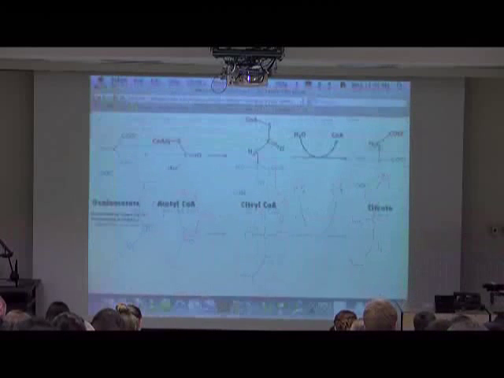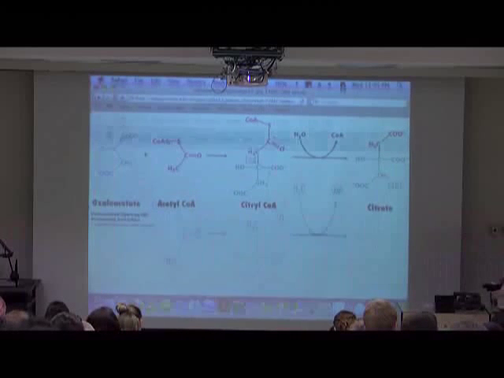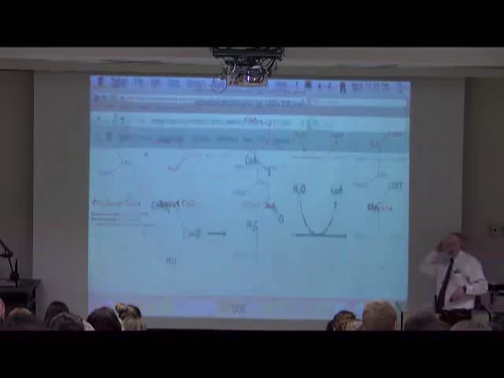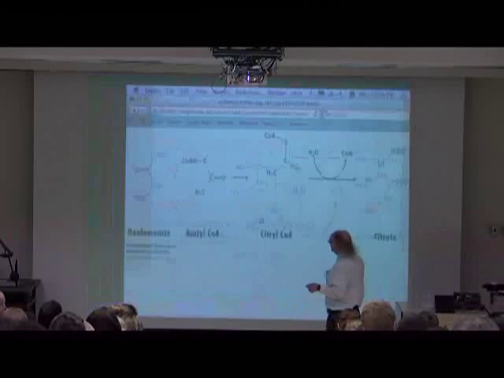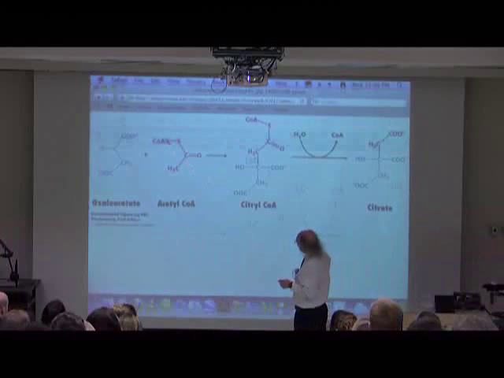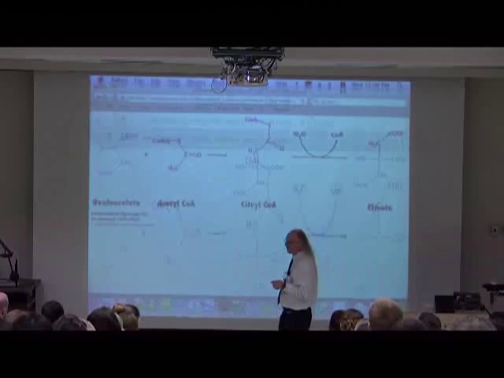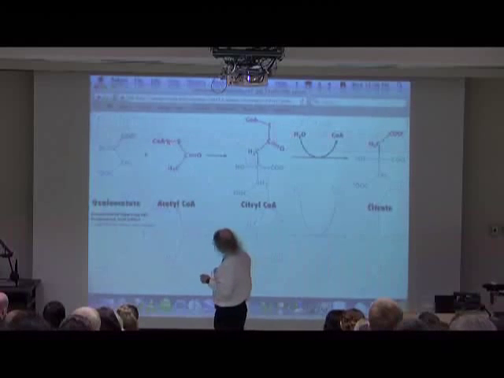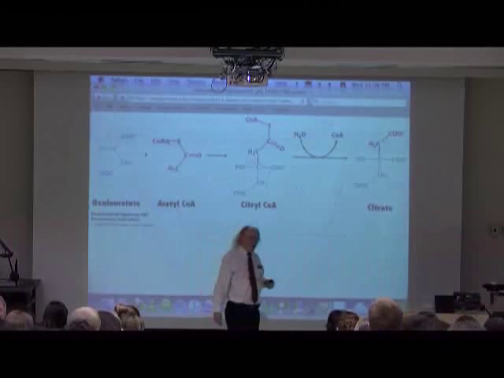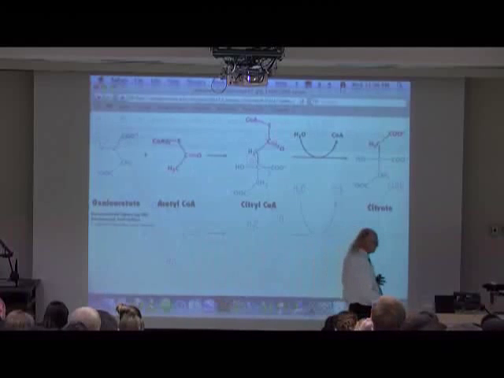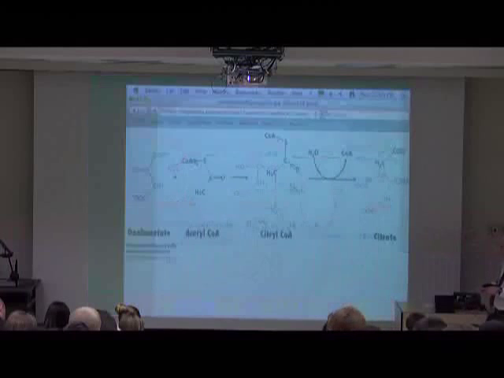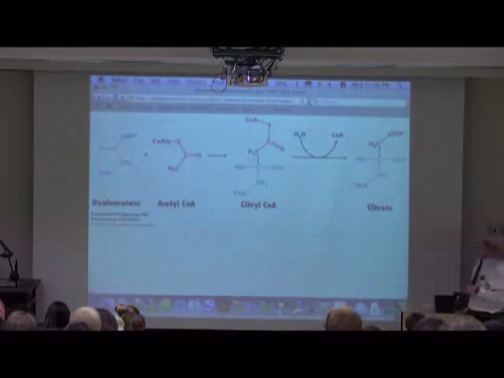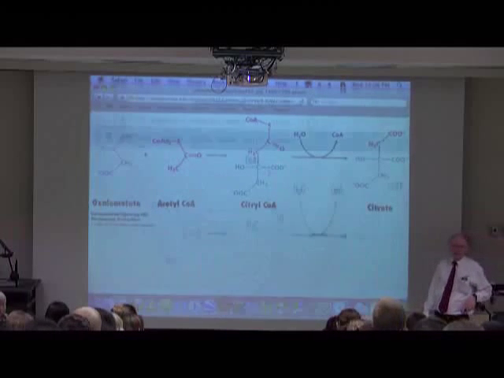Now, it's interesting in looking at this because we don't really have any what would seem to be high energy intermediates. So how is it that this reaction is so energetically favorable? The answer comes in the form of this bond right here, where my pointer is. This bond right here is a high energy bond. It's a thioester bond between the acetyl group, which is here, and the coenzyme A.